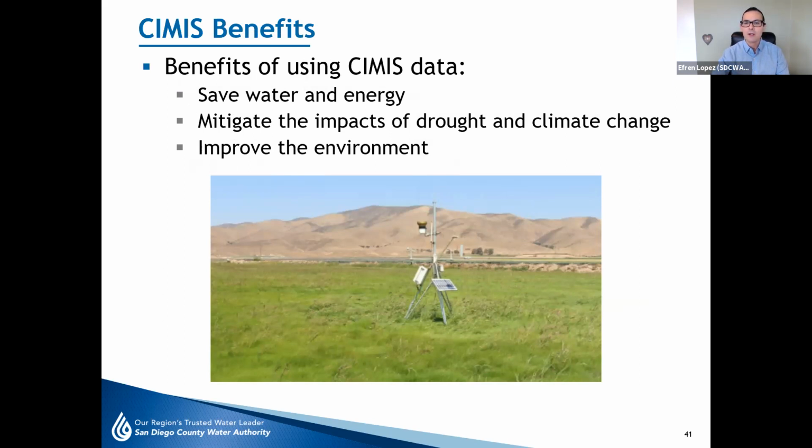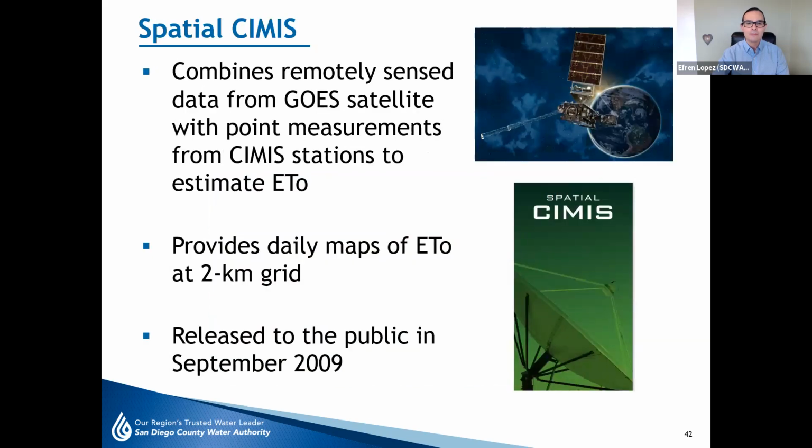Next slide, please. Spatial CIMIS combines remotely sensed data from the GOES satellite with point measurements from CIMIS stations, and then it estimates the ETo. So you have the data from the CIMIS stations, but you're also pulling weather data from the GOES satellite. It provides daily maps of the ETo at a 2-kilometer grid.